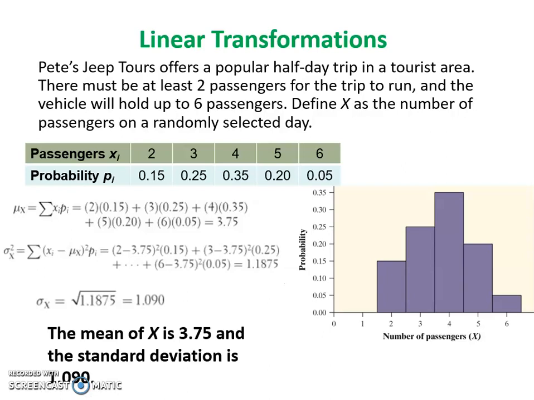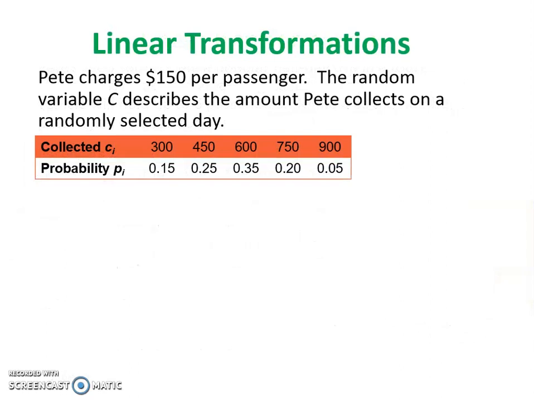And so the mean of x is going to be 3.75, and the standard deviation is 1.090. Okay, so what are we going to do with this? Well, Pete charges $150 per passenger. So the random variable C describes the amount that Pete collects on a random day.